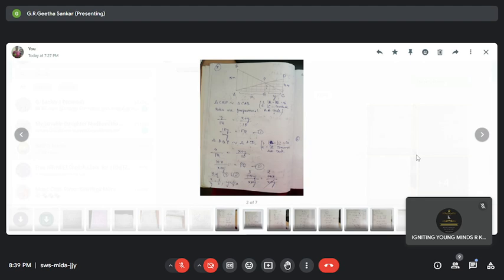So we can cancel h. 1 equal to h by 10 plus h by 15. From this we can find h. So I think this is what she did. 5h equal to 30, so h equal to 6.